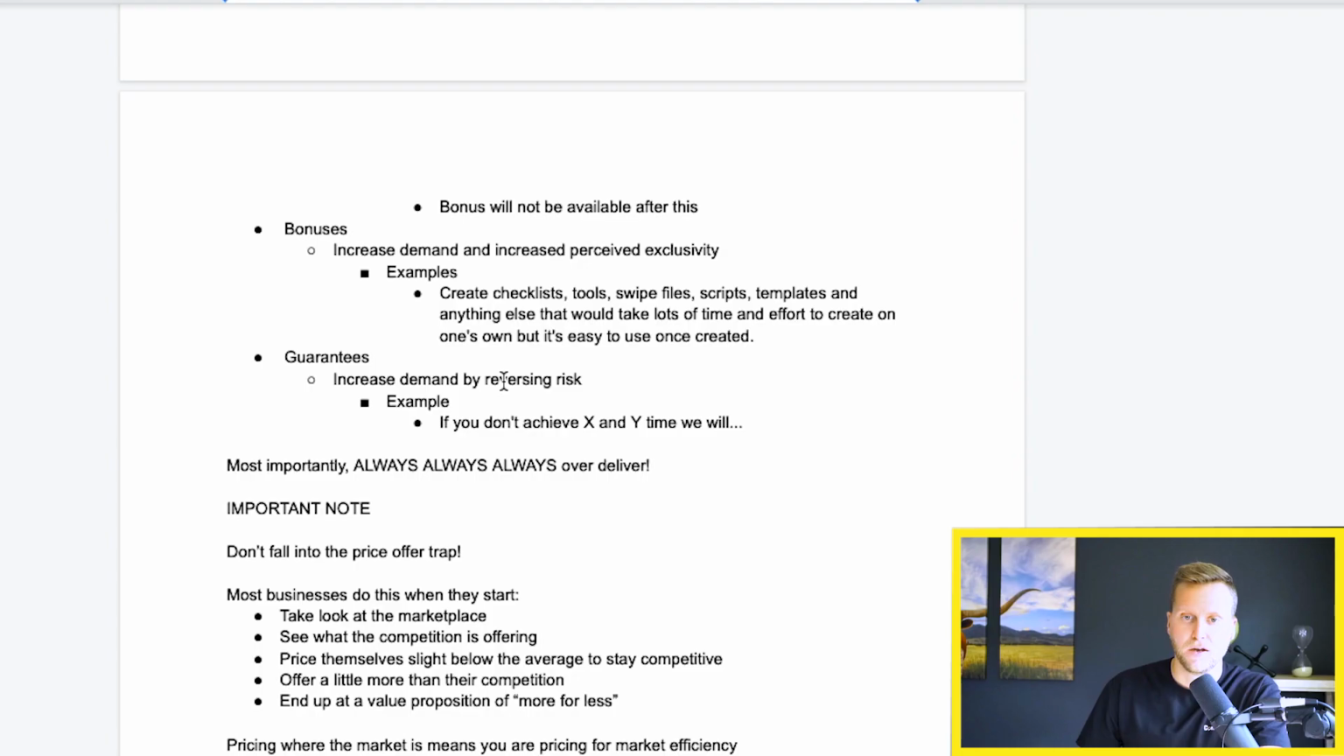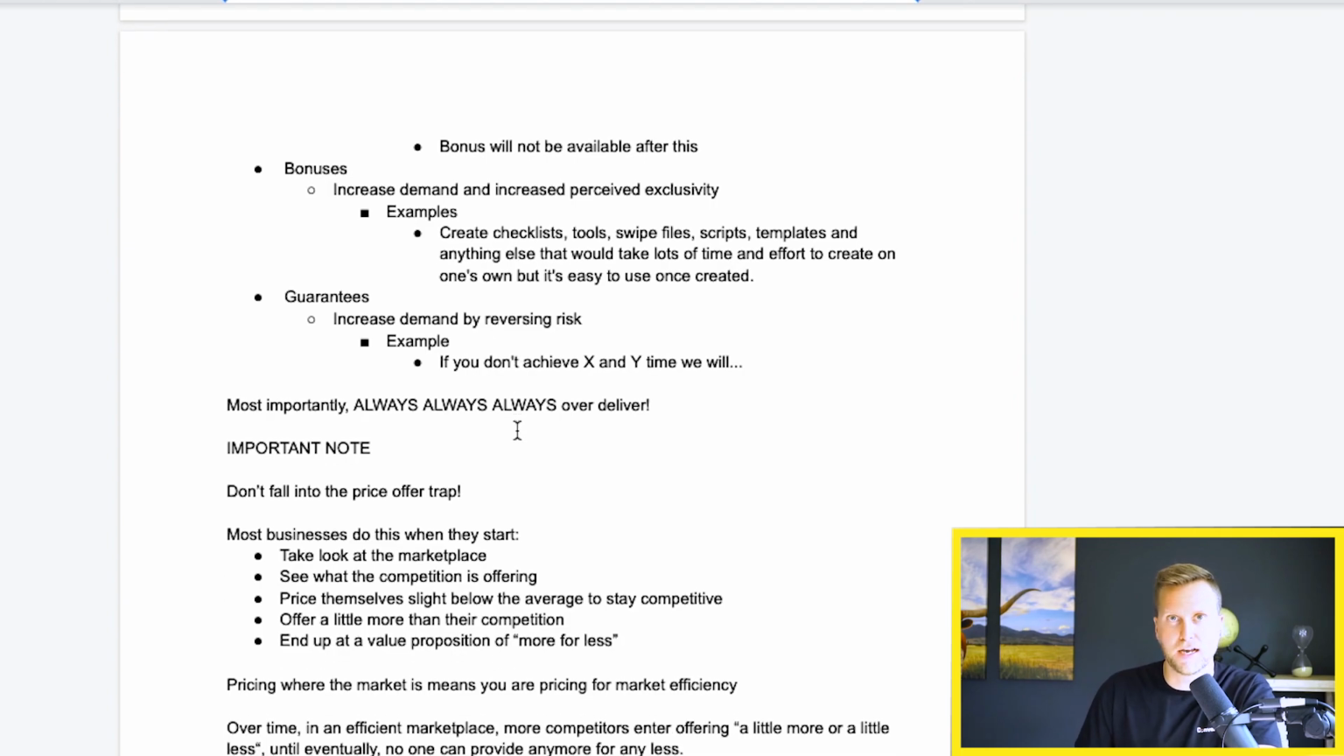So what guarantees do is increase demand by reversing risk. It's essentially like a risk reversal, right? An example would be if you don't achieve X and Y within X period of time frame, we will refund you your money back, no questions asked, right?